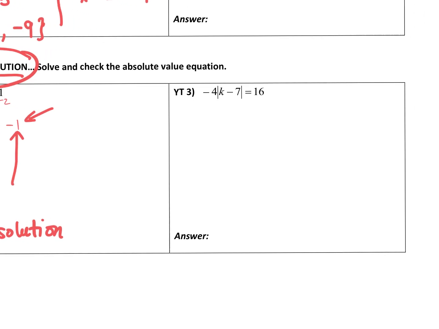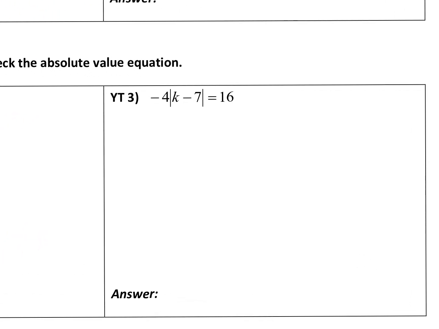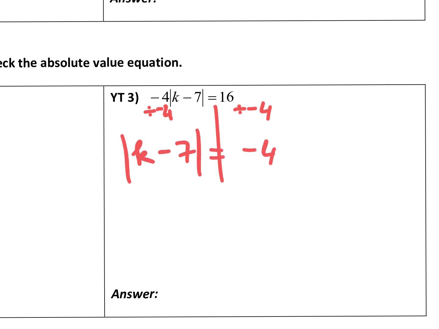All right, I'm going to try this one to see if it has no solution. So I'm going to divide by negative 4 on both sides, right? I'm left with the absolute value of k minus 7 equal to negative 4. And again, you see this is negative 4. It's not going to work, right? So the answer will be no solution.